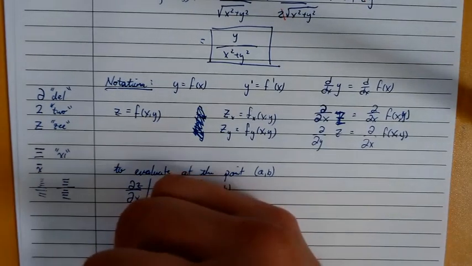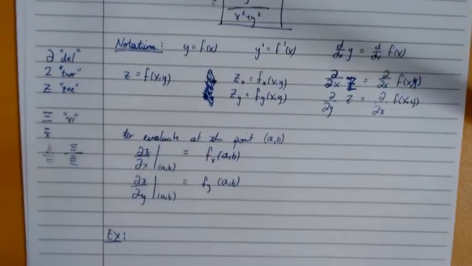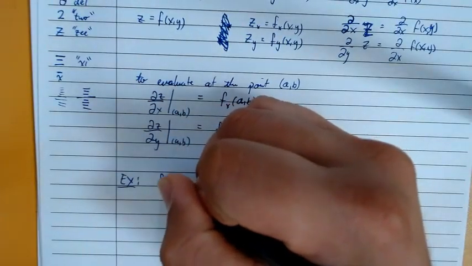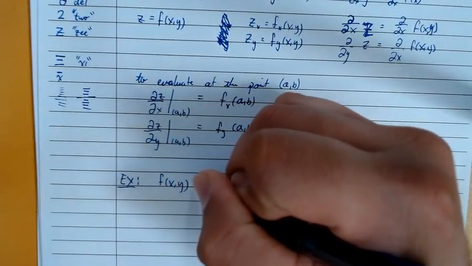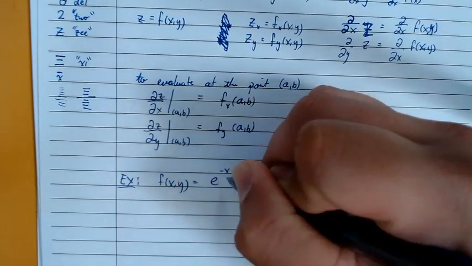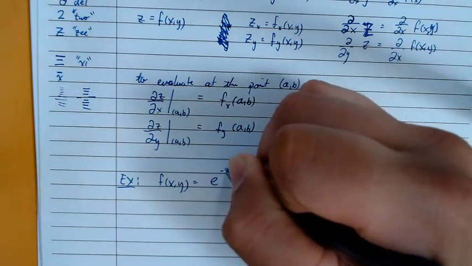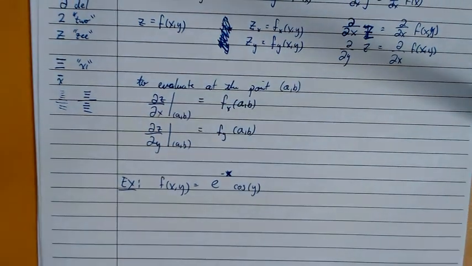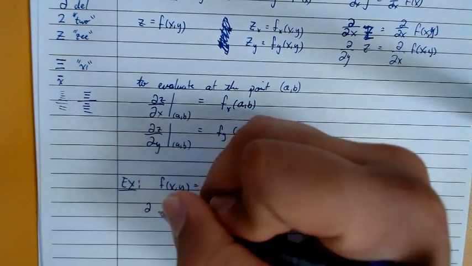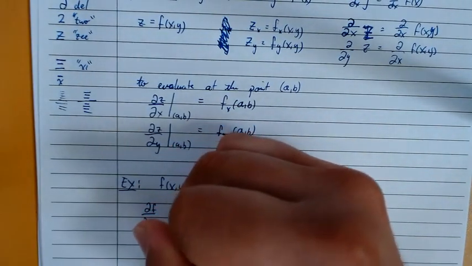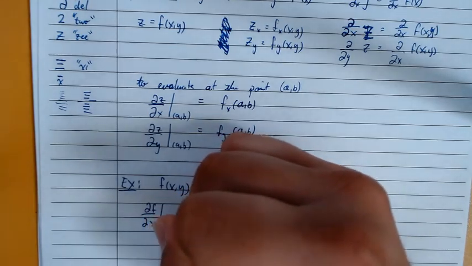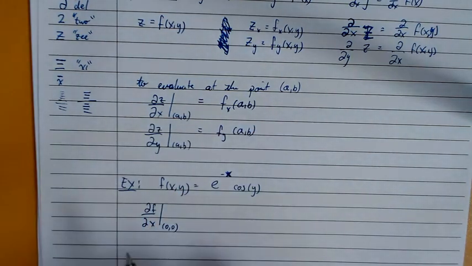So for example, again, let's have a function, f of x comma y equals e to the minus x times the cosine of y. Something like that. Okay. Let's say we want to find ∂f/∂x at (0, 0). All that means is take the derivative of the function with respect to x and then plug in (0, 0). All right, so let's give this a try.